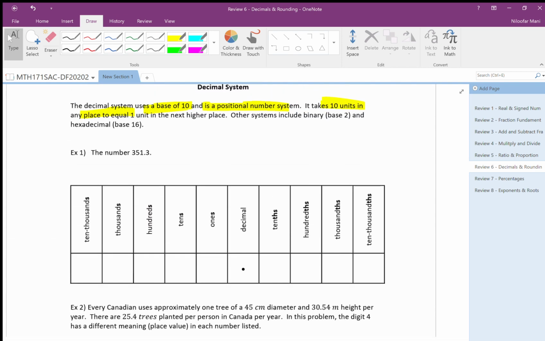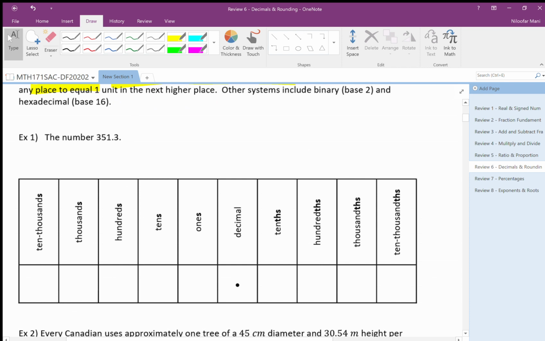For example, you have 351.3. So what does this mean? Here you have 300. Look at this table. It shows that we start from ones, and then the next one is 10. As I go to the left, I go 10 by 10, then 100, then 1000, then 10,000. And when I move to the right, it's dividing by 10.